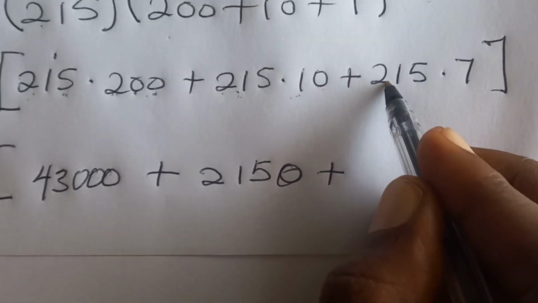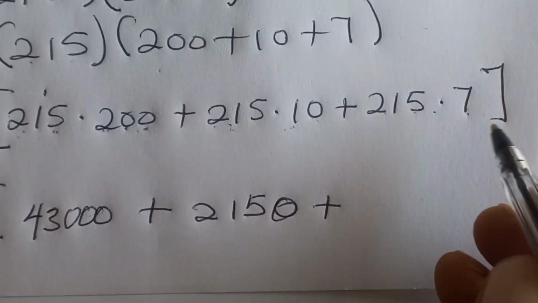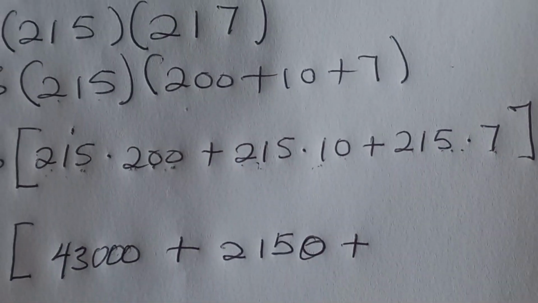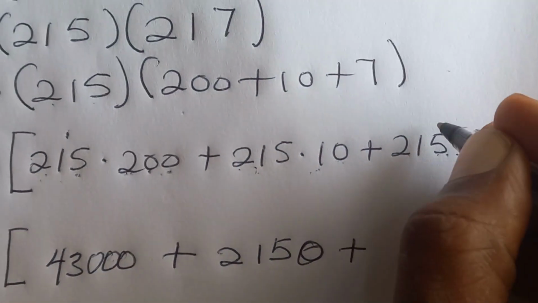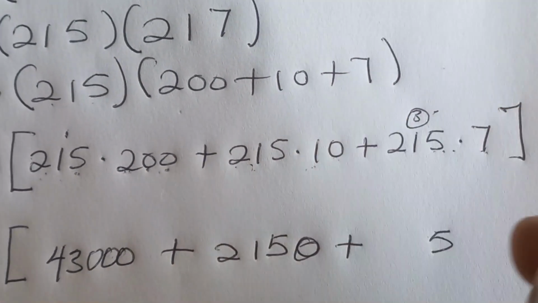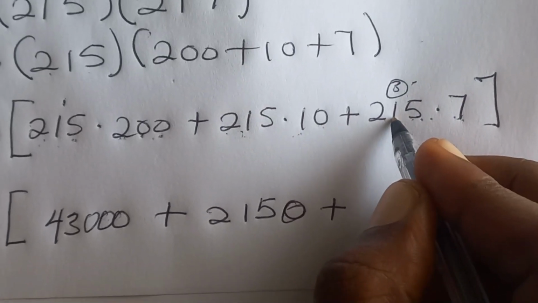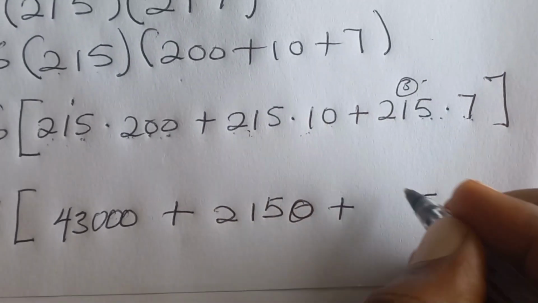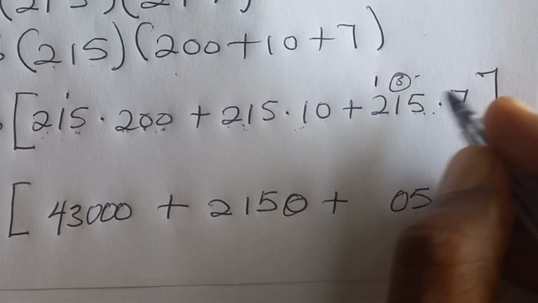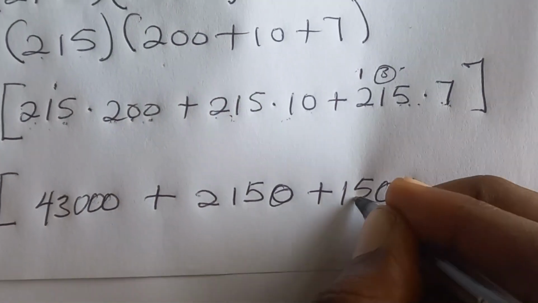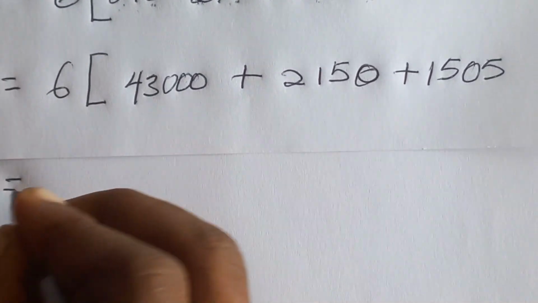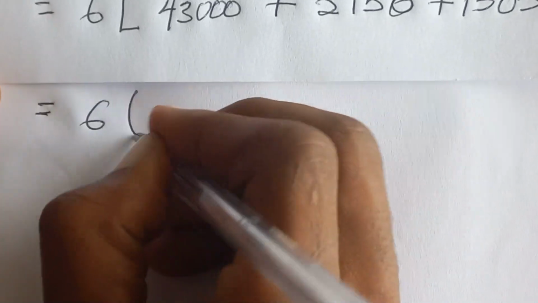Plus 215 times 7. So 7 times 5, we are getting 35. So 5 remainder 3. 7 times 1 is 7, plus 3, which is 10. So 0 and 1. 7 times 2 is 14, plus 1, which is 15. Okay, let's continue here, which is equal to, so now we get 6 into bracket.